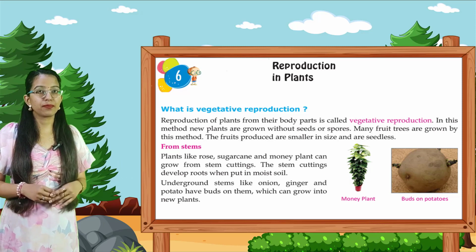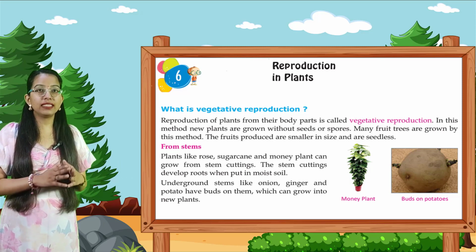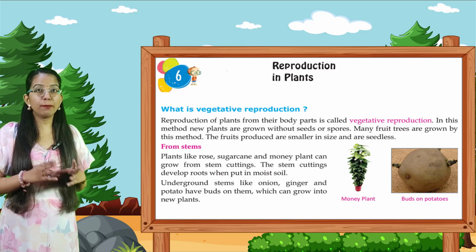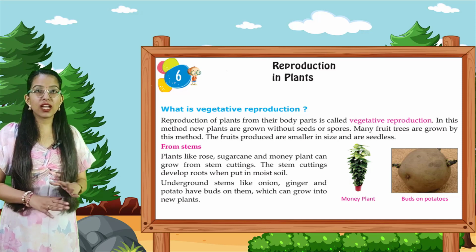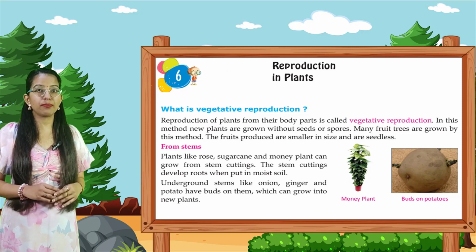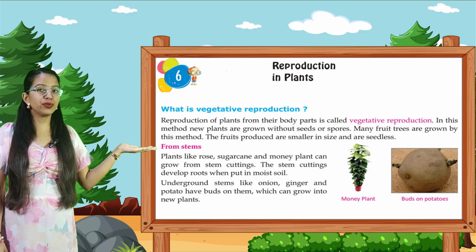From stems: plants like rose, sugarcane and money plant can grow. The stem cuttings develop roots when put in moist soil. Underground stems like onion, ginger and potato have buds on them, which can grow into new plants. Look at the picture, students.